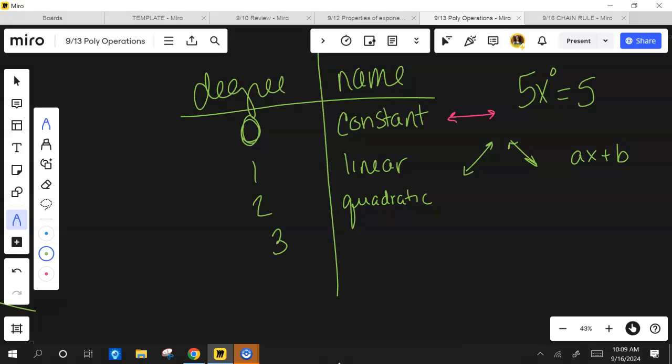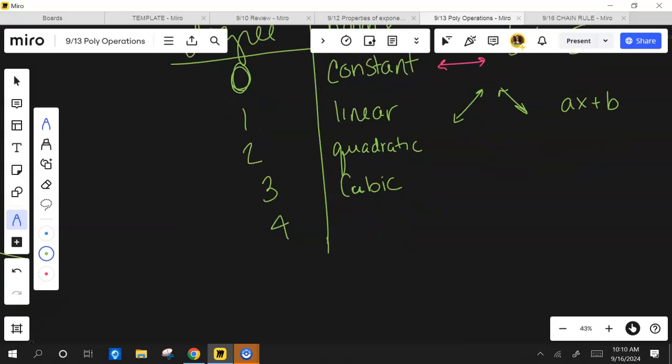How about a degree of 3? Anybody? When I raise something to the second power, I say I've squared it. Cubic. It's a cubic. How about to the fourth power? You would think, right? This is where students get mixed up all the time. It's actually called a quartic.